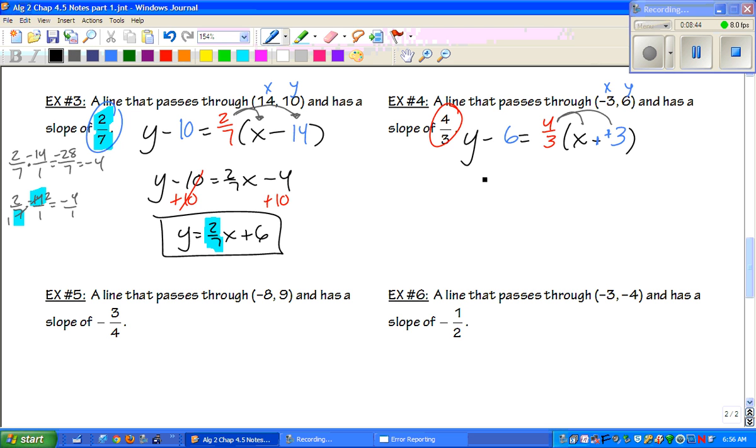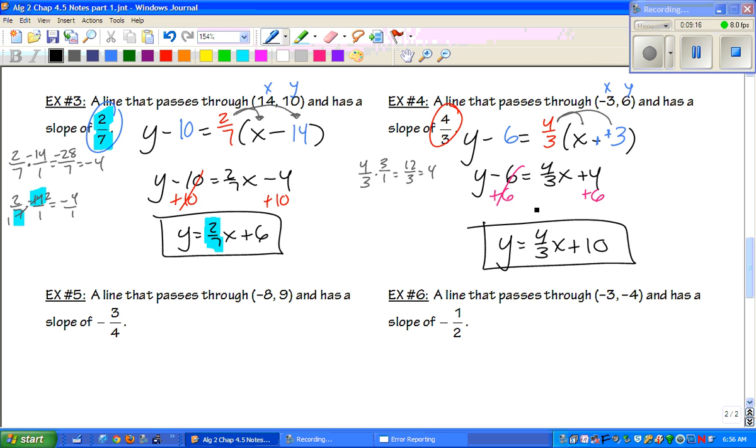And then distribute. So we get y minus 6 equals 4/3 x. And then I have to do 4 over 3 times 3 over 1, which is 12 over 3, which is the same thing as 4. Okay. Add the 6 to both sides. And our final answer is y equals 4/3 x plus 10.